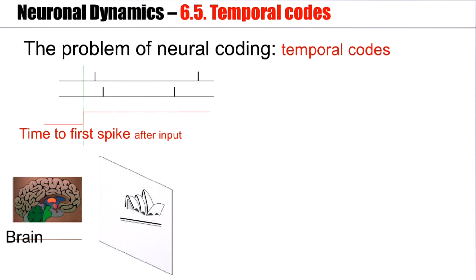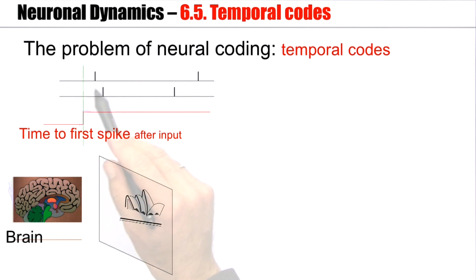Rate codes, however, are not the only coding principles. Imagine that we look at an image like that of the Sydney Opera House. At some point, our direction of gaze focuses and switches onto this image. It's like switching the image on. This is the moment when the image is switched on. Now, one neuron in the brain that we record may fire its first spike here. A different neuron recorded on a different electrode fires the first spike later.